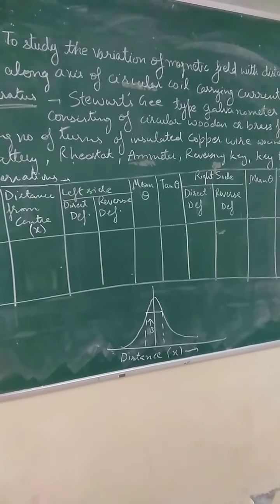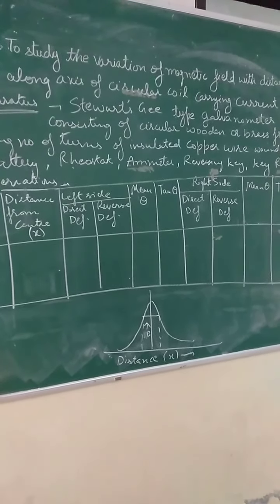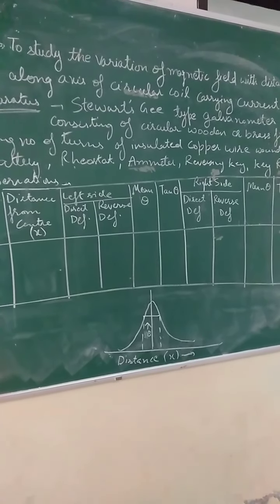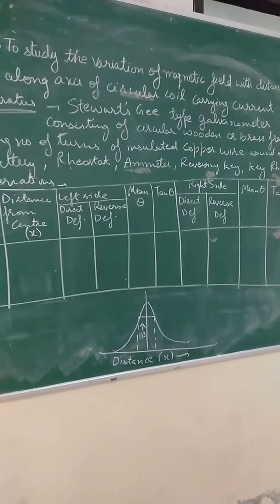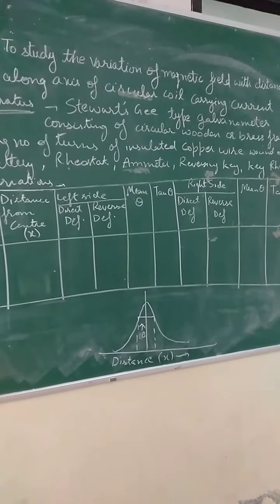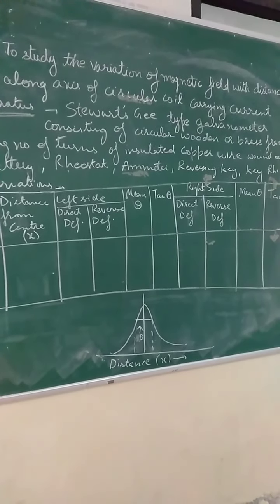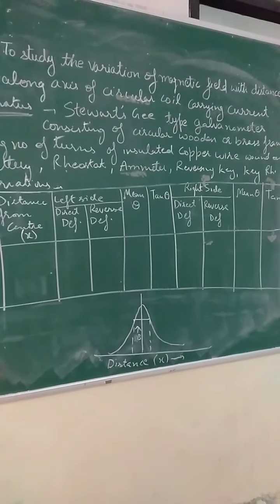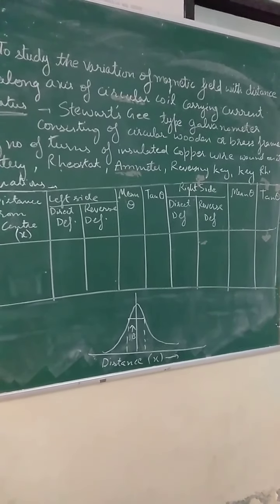The deflection reading is the important one, which you have to take on the left side with the direct deflection, and for the right hand side for direct deflection. Along with that, when I reverse the key, I can get the reverse deflection value also.